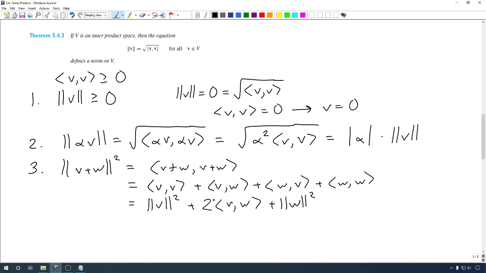And if we didn't have the Cauchy-Schwarz inequality, this is where we'd have to stop. But we know that this is less than or equal to the norm of v squared plus 2 times the norm of v times the norm of w. Technically, in the inequality we had that the absolute value was less than or equal to this, but the absolute value is either plus or minus this, whichever one is bigger. So this one is definitely going to be less than or equal to that.